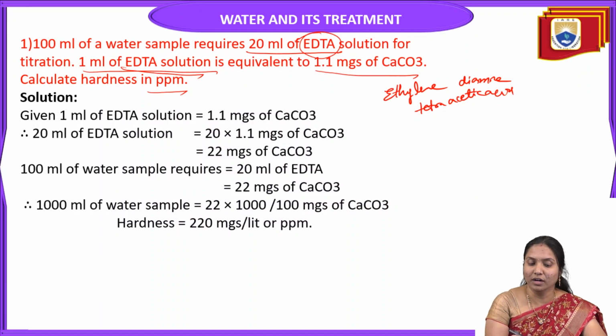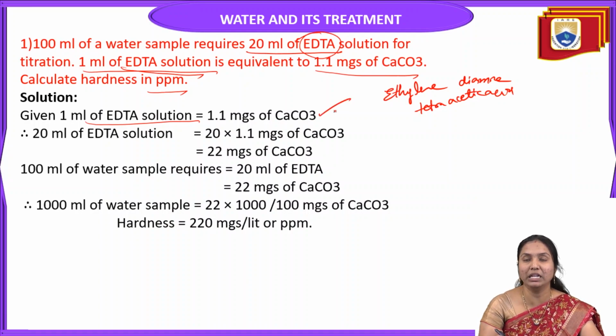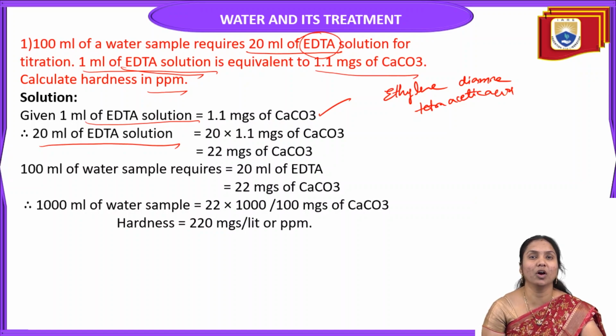What is the solution? Given 1 ml of EDTA solution is equal to 1.1 milligrams of CaCO3. So 20 ml of EDTA solution is equal to how many milligrams of CaCO3? 20 ml of EDTA solution is equal to 20 into 1.1 milligrams of CaCO3, which is 22 milligrams of CaCO3.